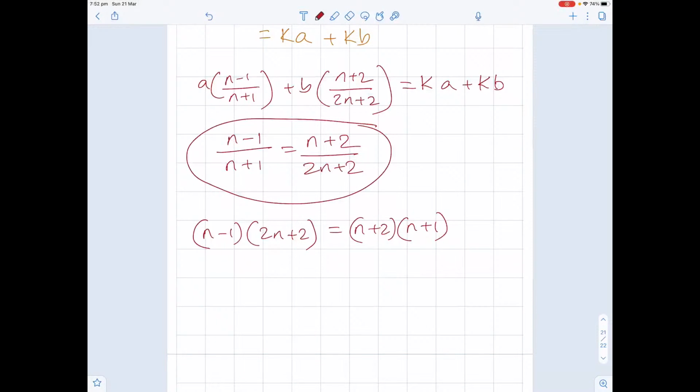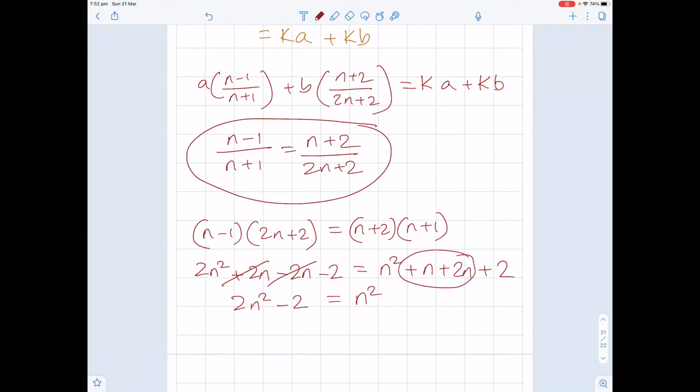And we'll expand this bracket now. So we have 2n squared plus 2n minus 2n minus 2 for that side. And for this side, we'll have n squared plus n plus 2n plus 2. And if we simplify this, so these two will cancel. So we have 2n squared minus 2 is equal to n squared. And we'll collect those like terms. So we get 3n plus 2.